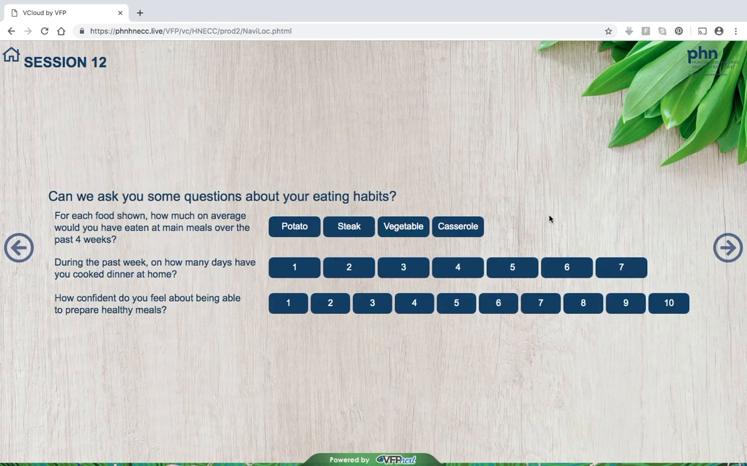Then we can move on to questions about how many days have you cooked dinner at home and how confident they are. So we're in session 1, if they scored down here, hopefully by session 12 they'll be up around this region. If they still have some issues around being confident cooking, again you can have that discussion and refer them to the resources pack.